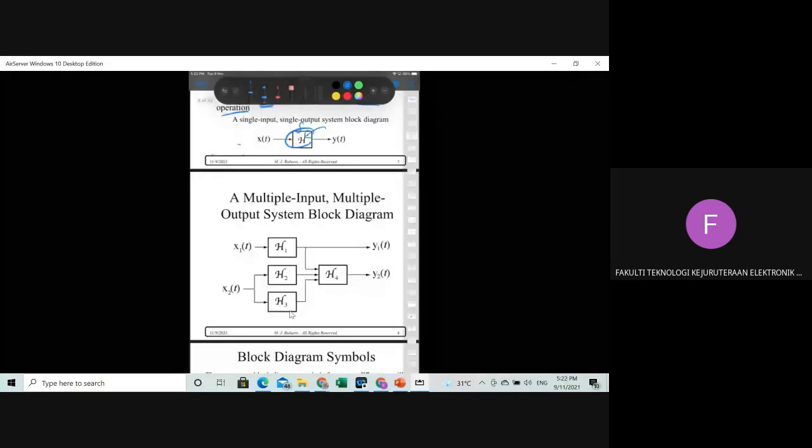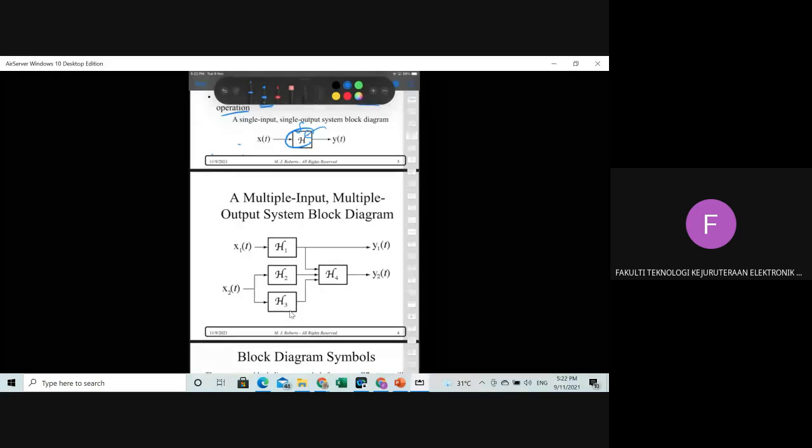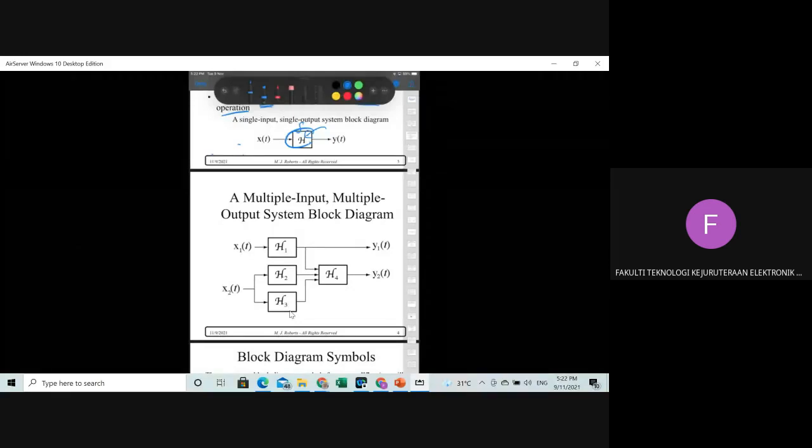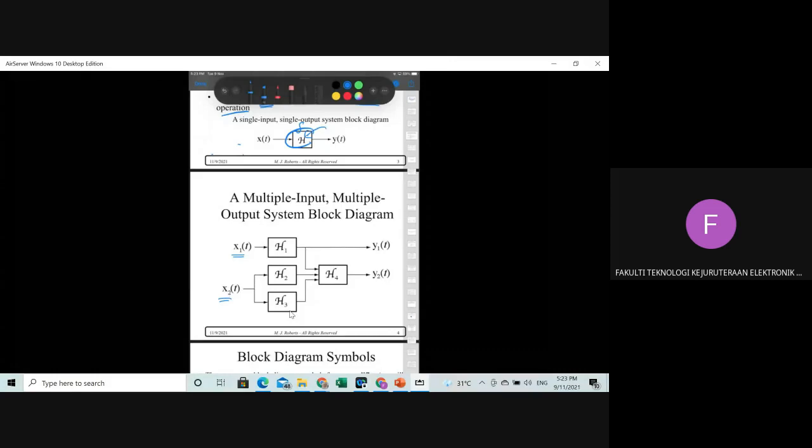So this is a more complex block diagram. You can have more than one input signal, for example here we label them x1 and x2. h1, h2, h3, h4 are subsystems. So the main system here is this, right? So this is the main system.